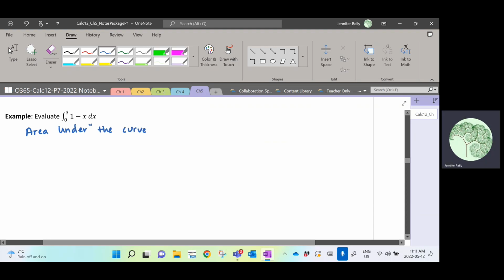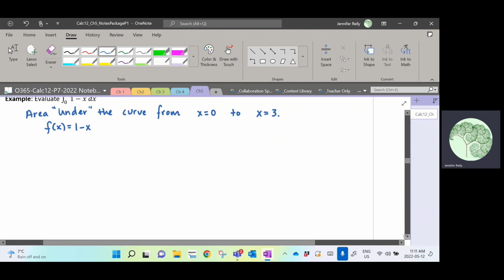I'll put under, because it's not always under, it's between the curve and the x-axis, but area under the curve from x equals 0 to x equals 3. And my function that I'm working with is 1 minus x. Okay, so that's going to be a linear function.